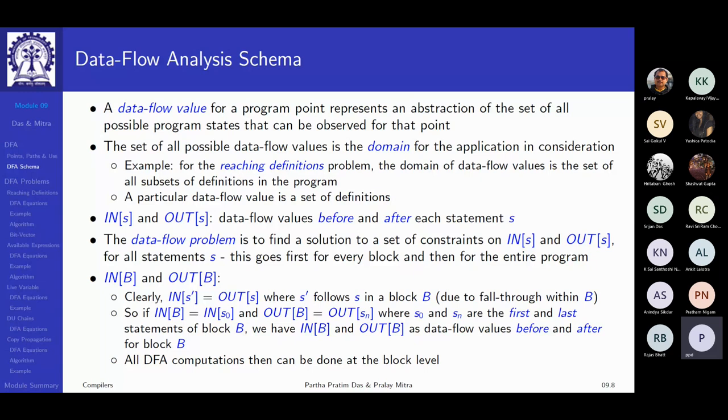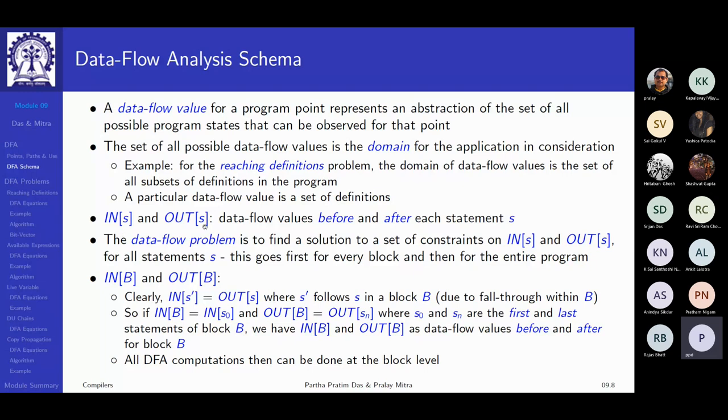Now, in order to do this, we start by defining two sets for any specific problem. One we call the inset, other we call the outset. The names are self-explanatory. So if S is a statement, then in[S] is the data flow values that exist before the statement, the point right before the statement. And out[S] is the set of values that exist at the point right after that statement. So for every statement, I can get in[S] and out[S].